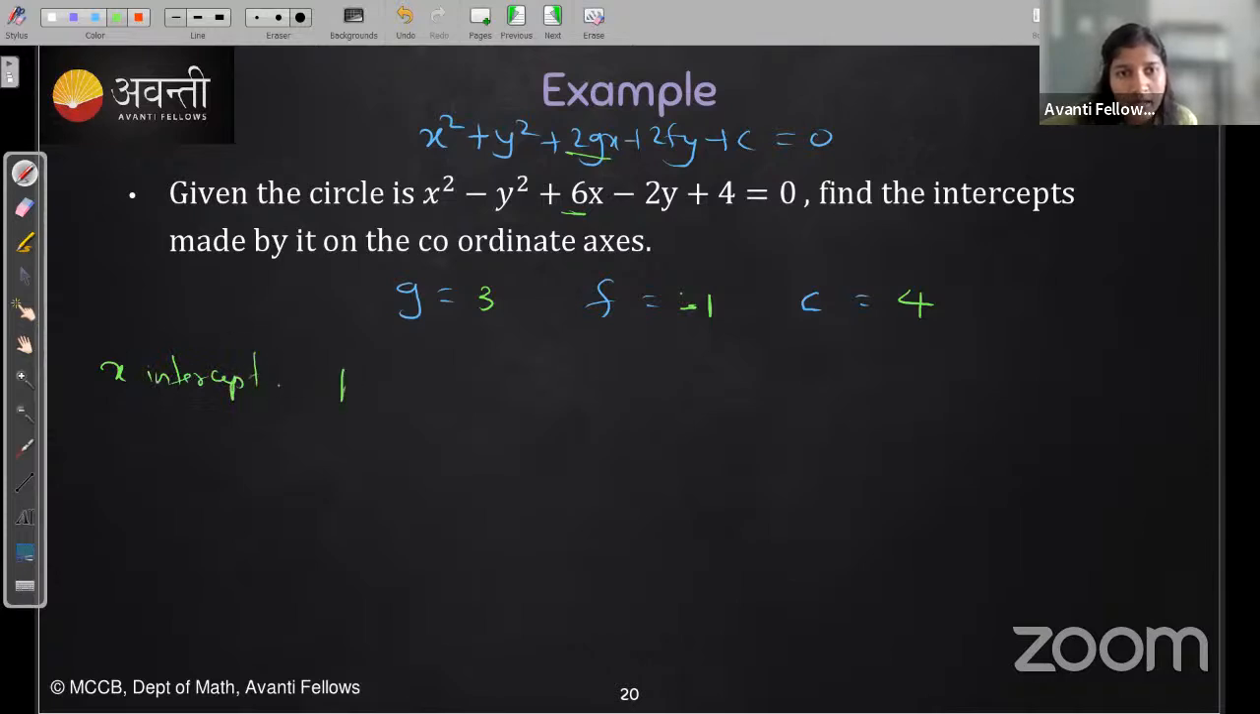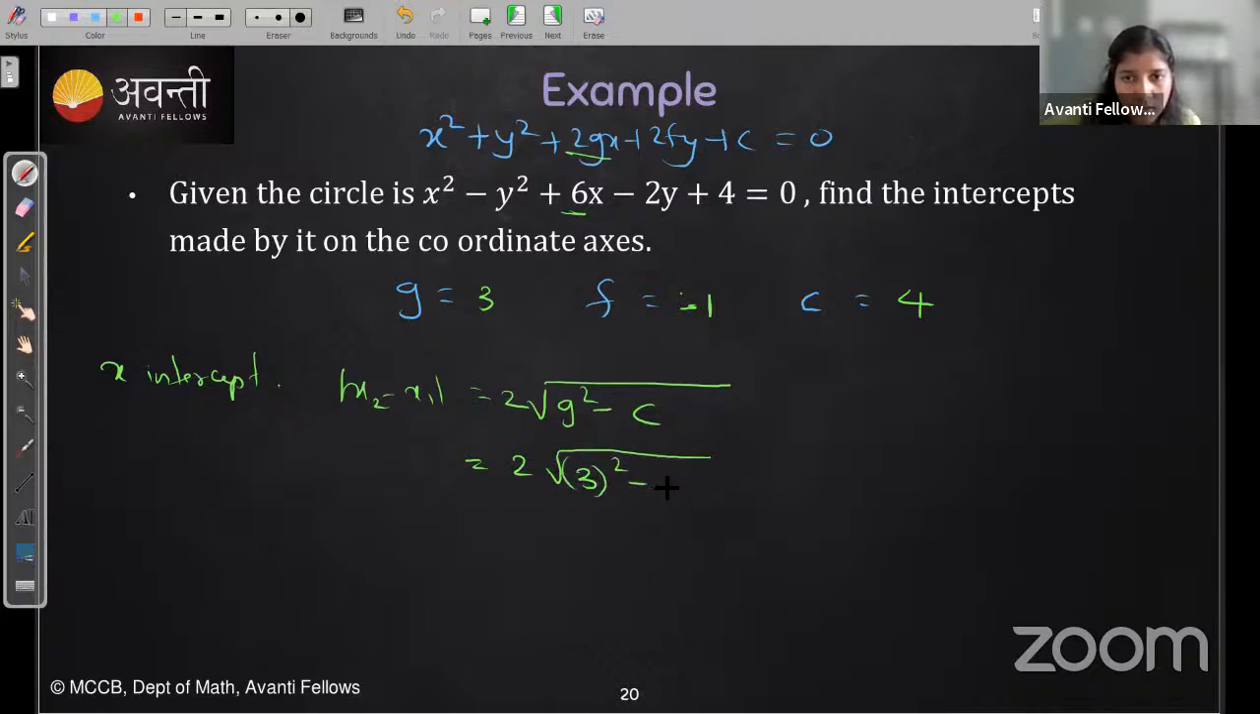We know what the x-intercept is. The x-intercept is nothing but x2 minus x1. It will be equal to 2 into the square root of g squared minus c, right? So 2 into, what is g squared? That is 3 squared. C is what? 4. So 2 into the square root of 9 minus 4, that is root 5. So this is our x-intercept.